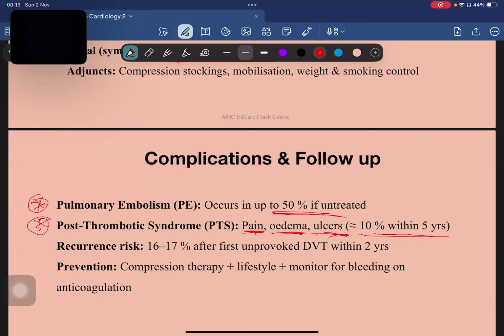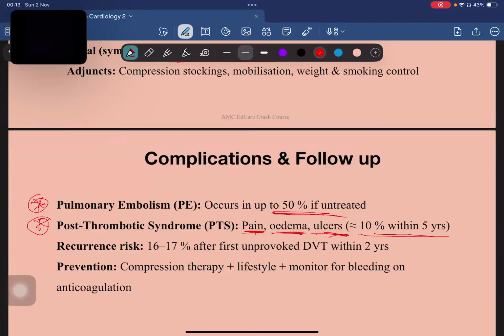The other complication that we would want to know is the recurrence of venous thromboembolism. It's another concern. There is a recurrence rate of about 16 to 17% after the first unprovoked DVT within 2 years, according to these guidelines.